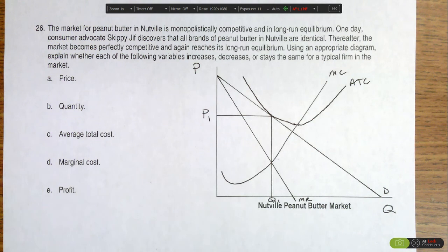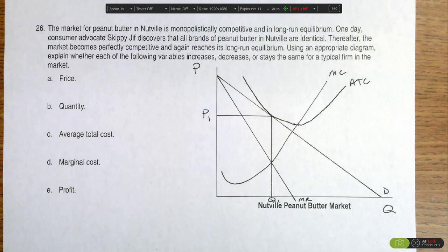In this question, we're assuming that peanut butter is a monopolistically competitive industry, but that one day our friend Skippy Jiff determines that peanut butter is all absolutely identical, and so we would shift to a perfectly competitive market. So the question then is, how does price, quantity, average total cost, marginal cost, and profit change when the industry shifts from monopolistically competitive to perfectly competitive?